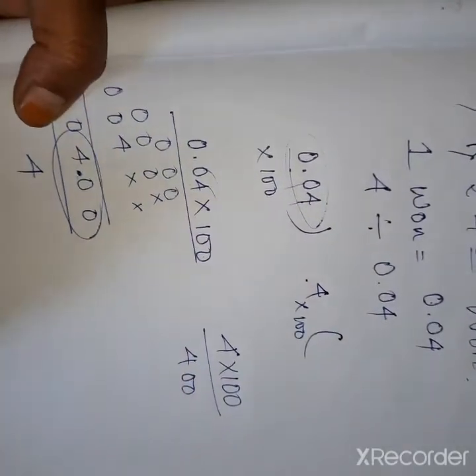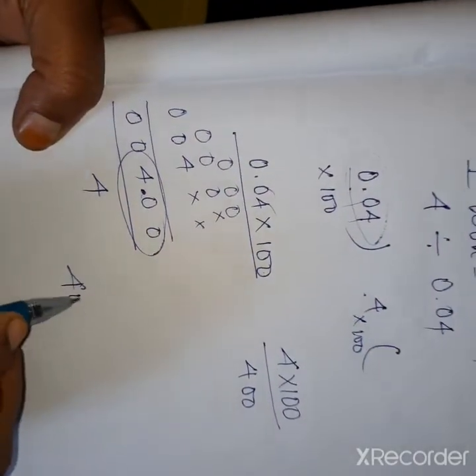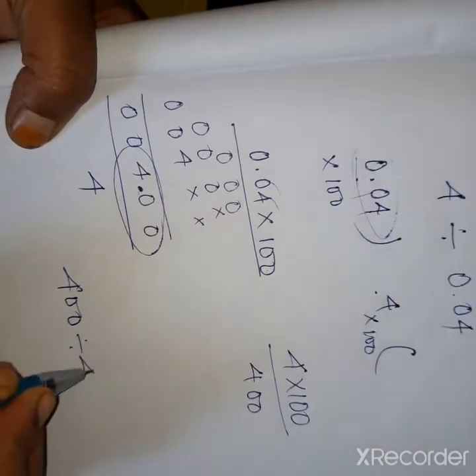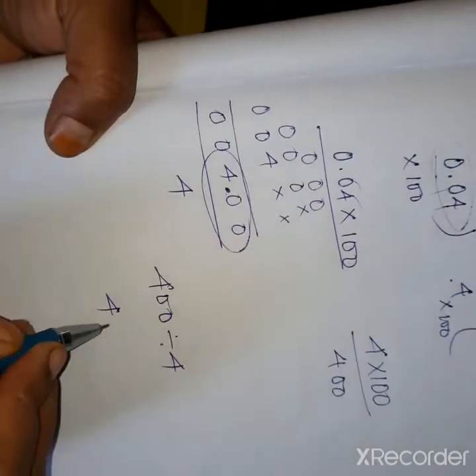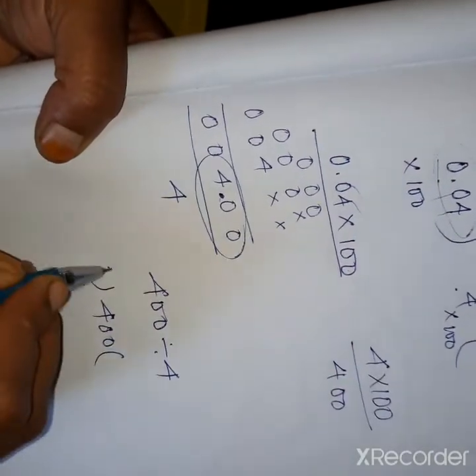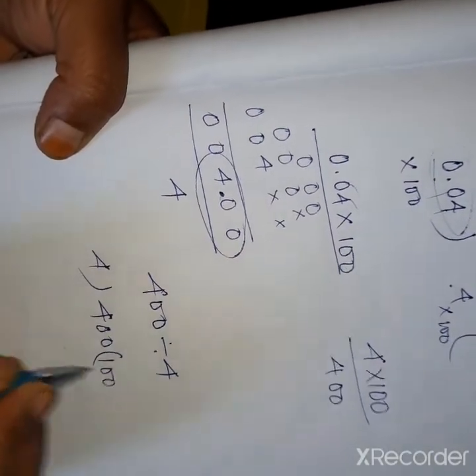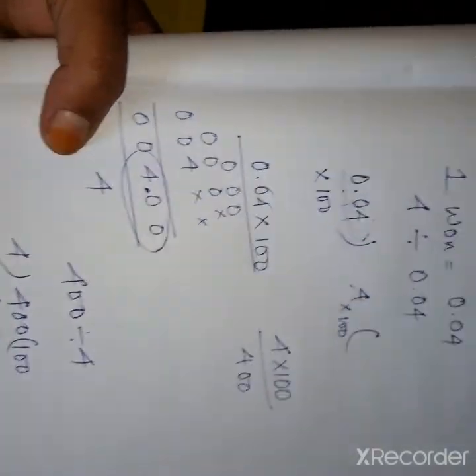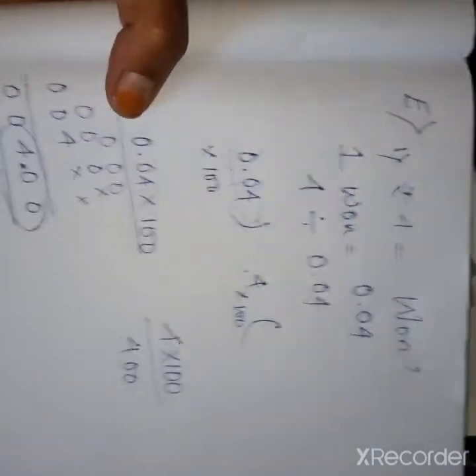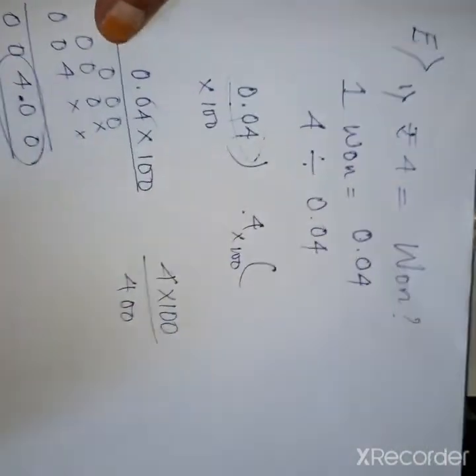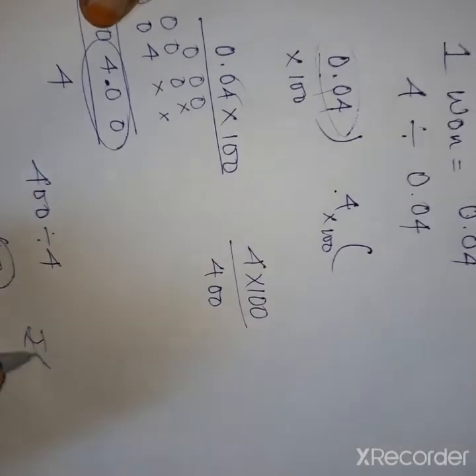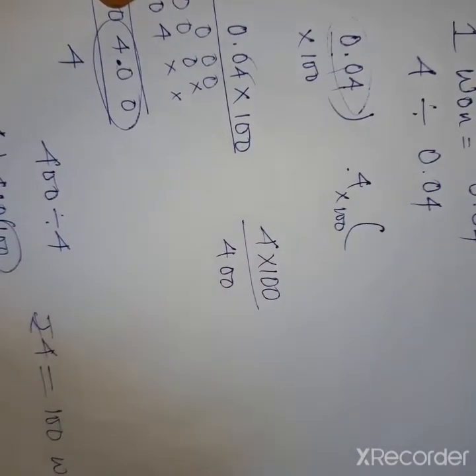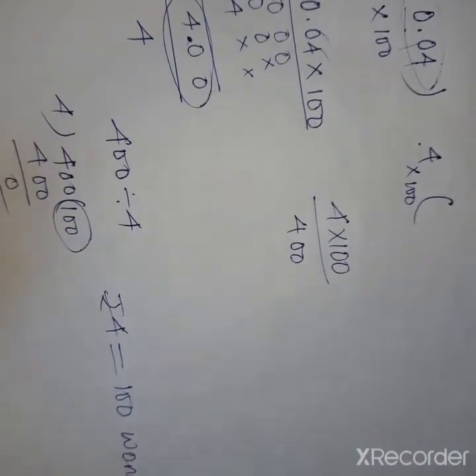So what does it mean? It means that 400 you have to divide by 4. So let's do that. 400 divided by 4. 4 into 100 gives us 400. So what is the answer you got? You got 100. So we can say that rupees 4 is equal to 100 Korean won. Okay, this is the answer.